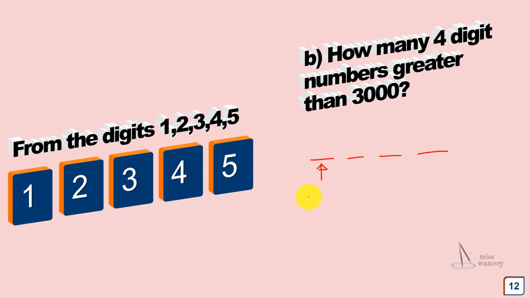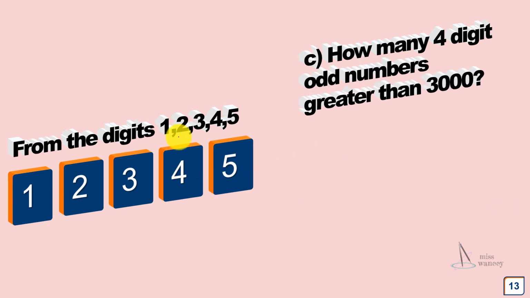So the first digit should be either 3, 4, or 5. So I have 3 choices for the first digit. Now out of 3, 4, and 5, one of them will be in front. So that means I'll be left with 1, 2, and another 2 digits from here. So that means 4 digits, 3, and 2. So what we have is 3 multiplied by 4, multiplied by 3, multiplied by 2, which is simply equal to 72 ways.